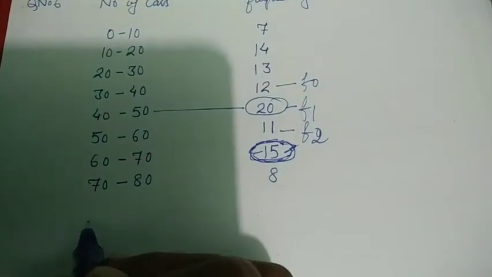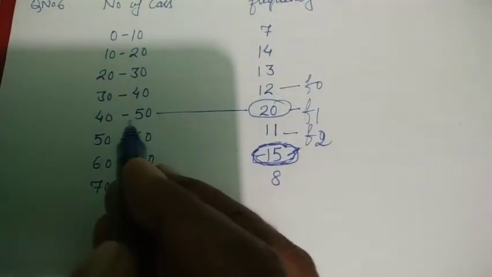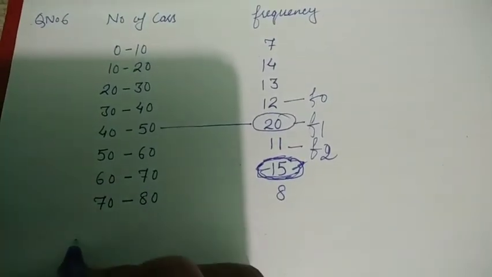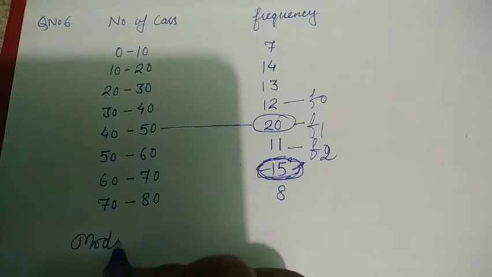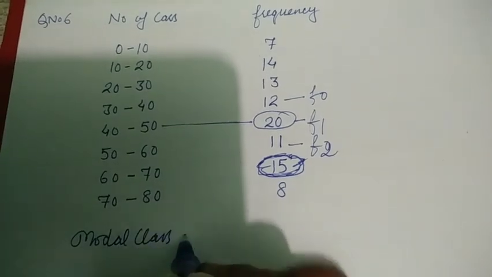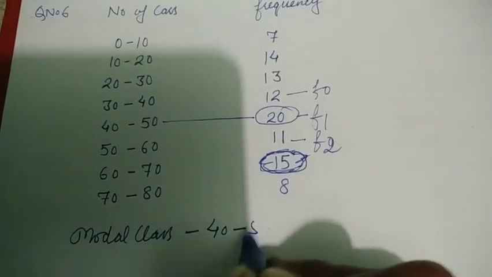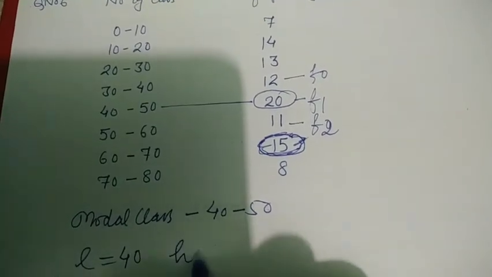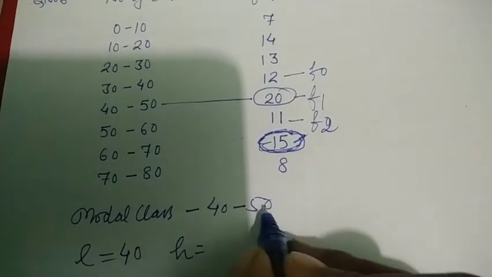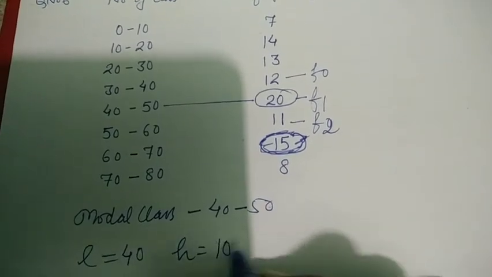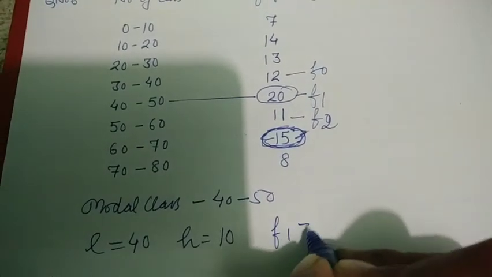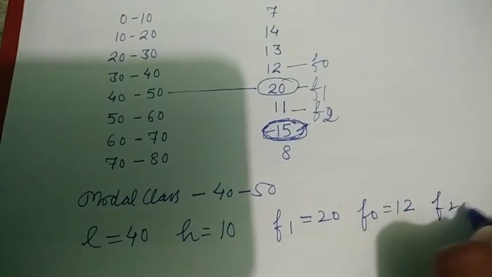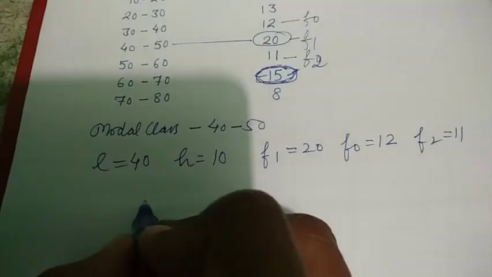So here the modal class is 40 to 50, the class with the highest frequency is the modal class. Therefore L will be equal to the lower limit of the modal class, which is 40. H is the difference of this class, 50 minus 40, that will be 10. Okay, F1 is 20, F0 is 12, F2 is 11. Very simple. Now just put the values and find the mode.